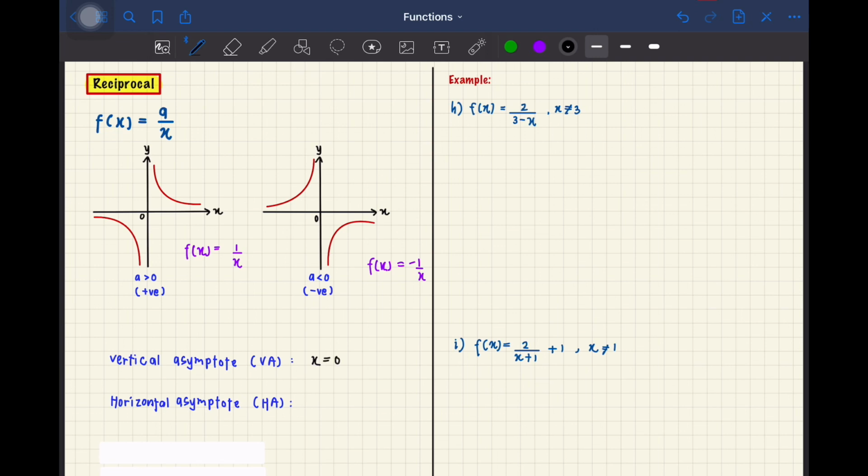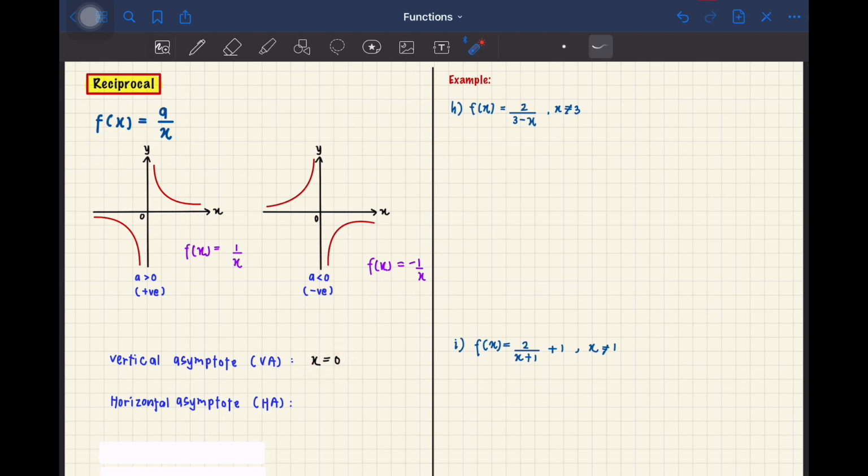So the vertical asymptote for this example is x equal to 0. Okay, so macam mana awak nak tahu x equal to 0? So awak tengok je dekat sini, dia adalah x yang alone. So dia tak ada x minus 1, x plus 1, tak ada. So dia adalah x sahaja. So when it is just x, so your vertical asymptote is x equal to 0.